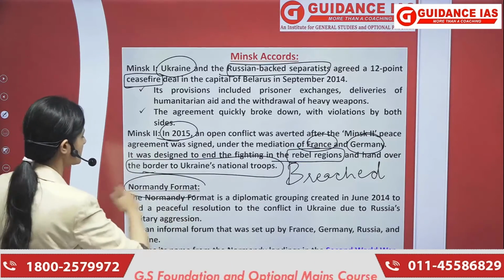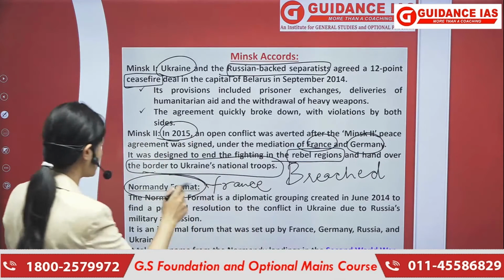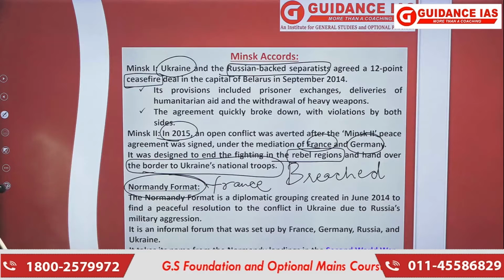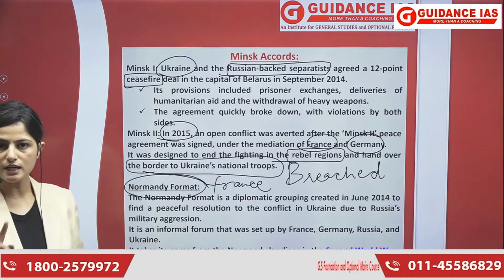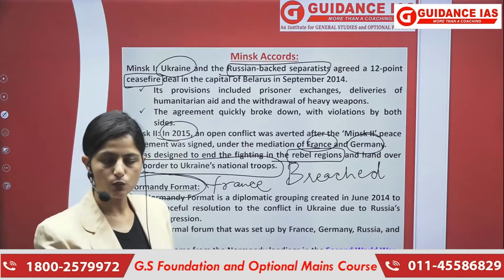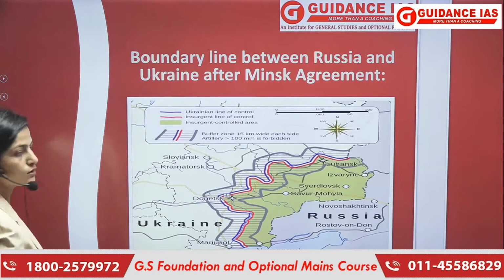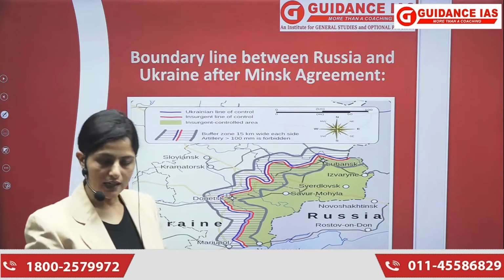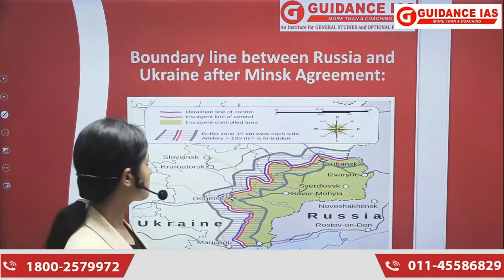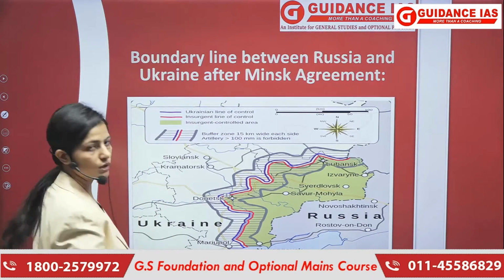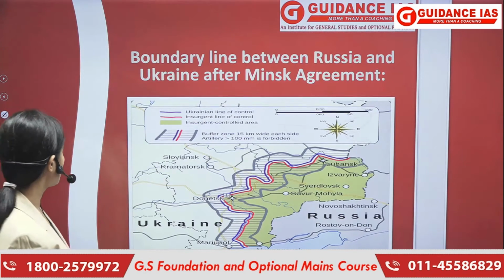Something similar happened in the Normandy format also. Normandy is a place in France where this meeting took place. Again, it was also to find a peaceful resolution to the conflict in Ukraine due to Russia's military aggression. The objective was pretty much the same, but like I've told you, nothing of that sort could ever be achieved. That is where we are facing this fight, this war. That is why we are facing these kinds of situations. If it had been achieved, we would not have these problems. But we are facing this time wherein war is happening.